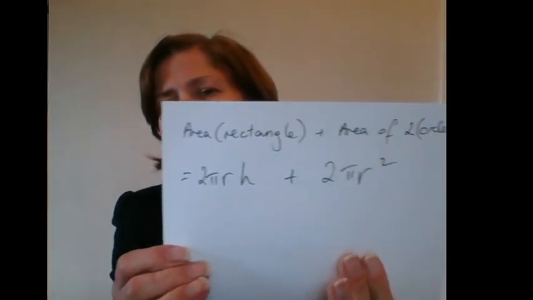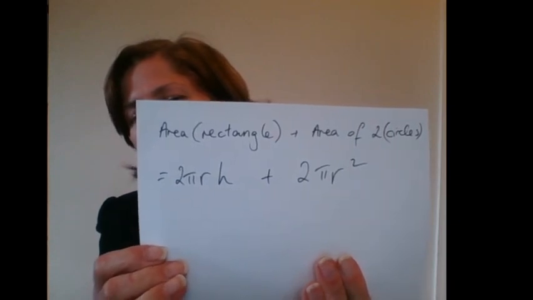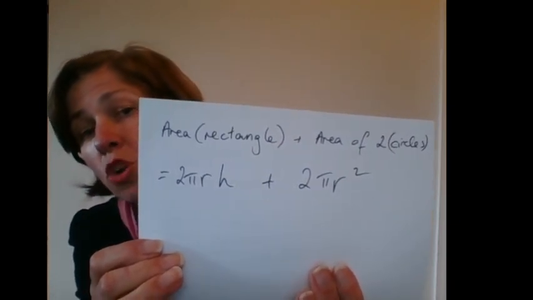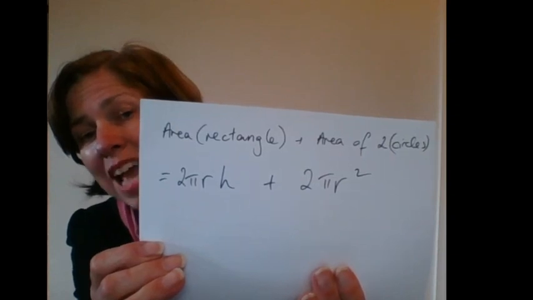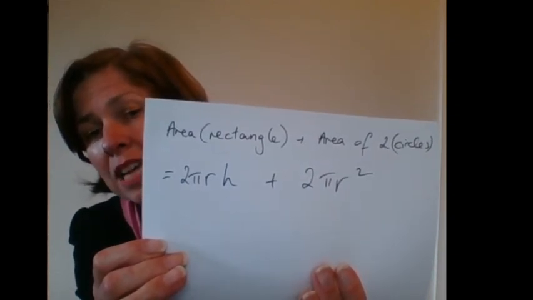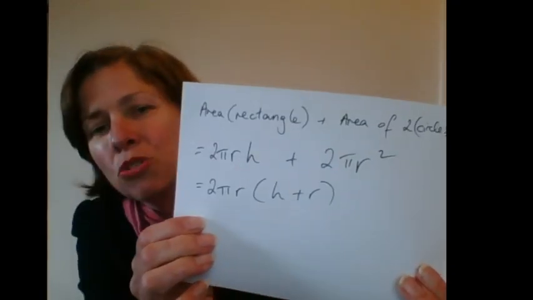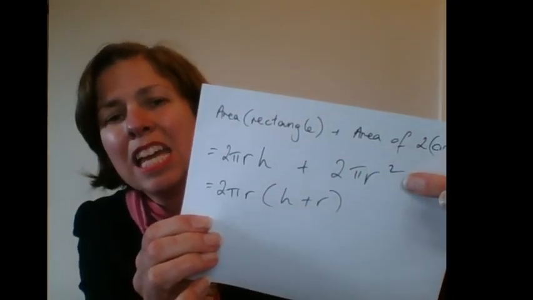So the area of the rectangle we've already decided is 2 pi r times h. And the area of the two circles is going to be pi r squared. Well, there's two of those, so it's 2 pi r squared. When we add them together, we get 2 pi rh plus 2 pi r squared. I can rewrite that by taking out a common factor of 2 pi r, and I get h plus r in the brackets. But I don't need to. I can just use the original version if I prefer to.